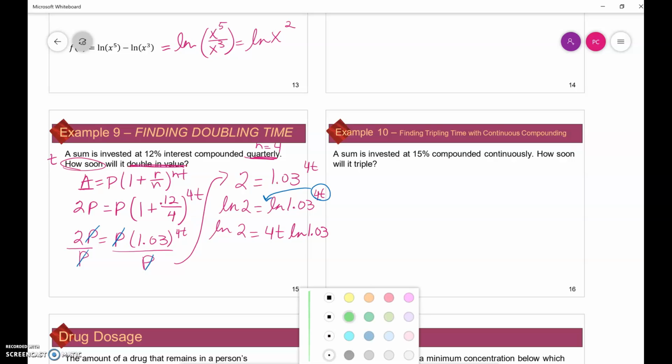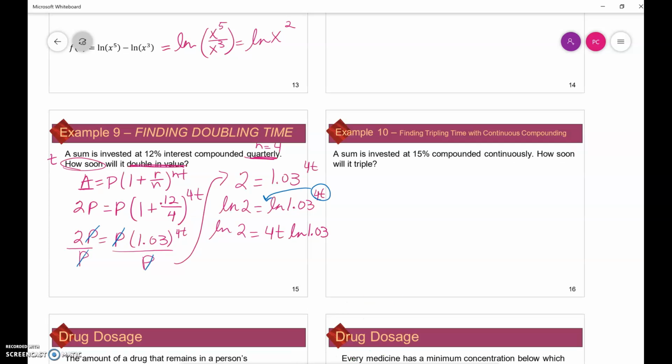To get t by itself, I'm going to divide by 4 ln of 1.03, and you can do that on both sides. When we divide that, I'm going to pause for just a second. I want you to plug that in your calculator and get an answer, and we'll come back and compare.